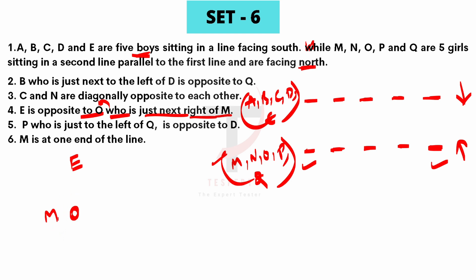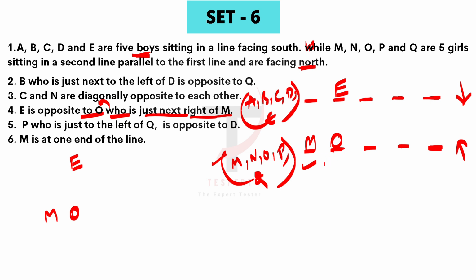So that we cannot place M here. If we place M here, then there is no possibility to place O to the right side of M. Alright. So if we place M here, then we can place O here, and opposite to O there is E. So in this case, M being at the extreme right is ruled out. So M is towards the extreme left.